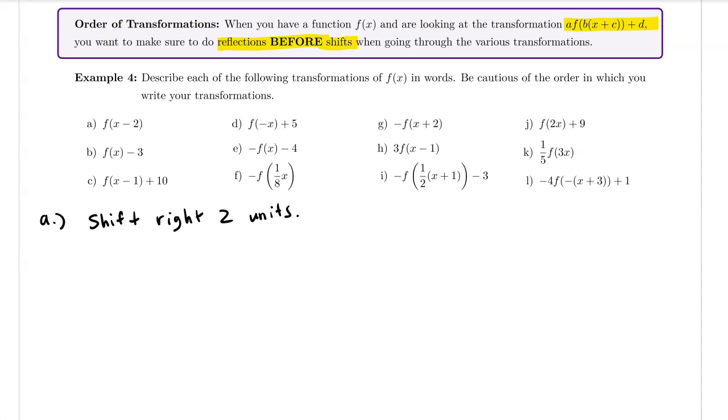So that's the answer for part A. For part B, I have a minus 3 outside of the parentheses, so that would be a shift down 3 units.